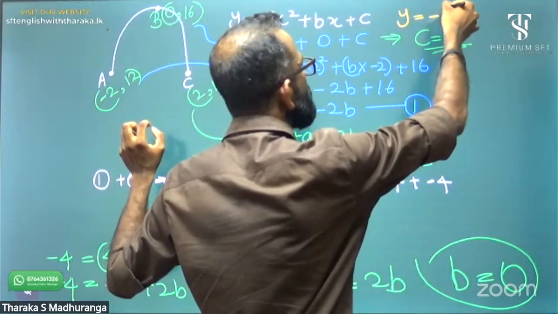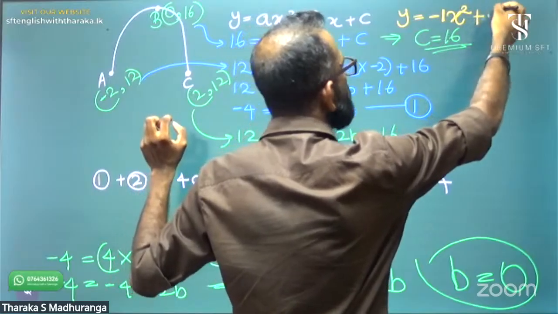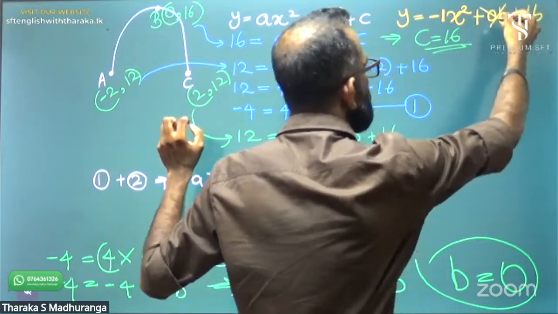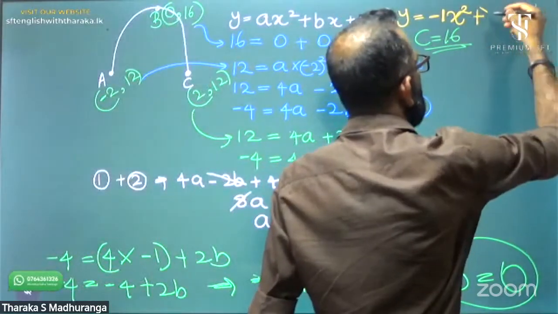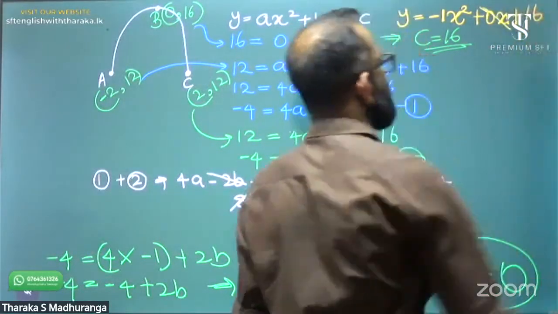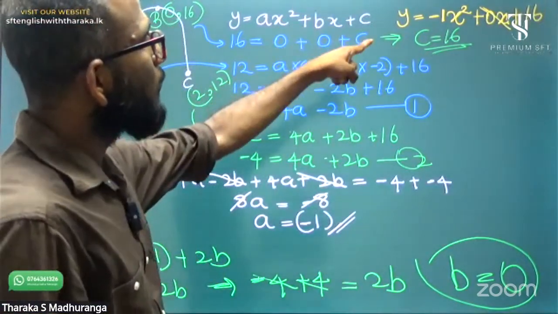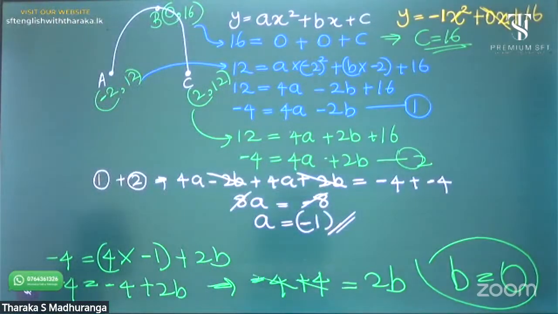ax squared becomes minus 1x squared plus 0b plus 60. If you want, you can cancel out the 0b. Not 0b, 0x. 0x means no value, you can cancel out. Then the equation is minus x squared plus 60. Minus x squared plus 60. Understood?